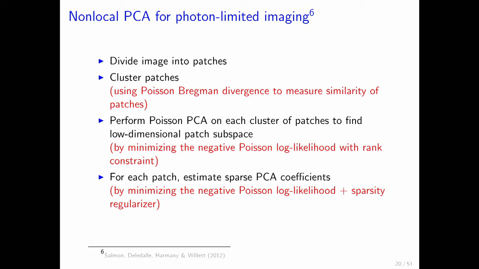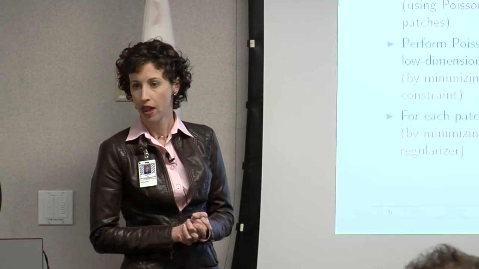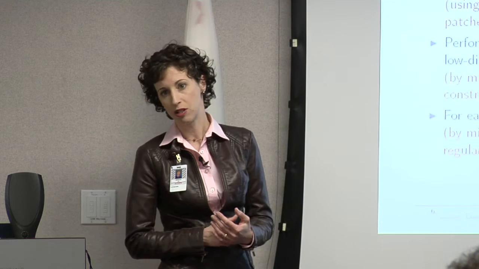Okay, so the basic idea would be to, for instance, take your image and divide it into patches, form this matrix, and do some clustering of the columns of the matrix. So find which patches belong to which subspace, and then estimate those subspaces and project all the patches onto the subspaces. And for most of these steps, we can get improvements in performance by explicitly accounting for the Poisson noise.